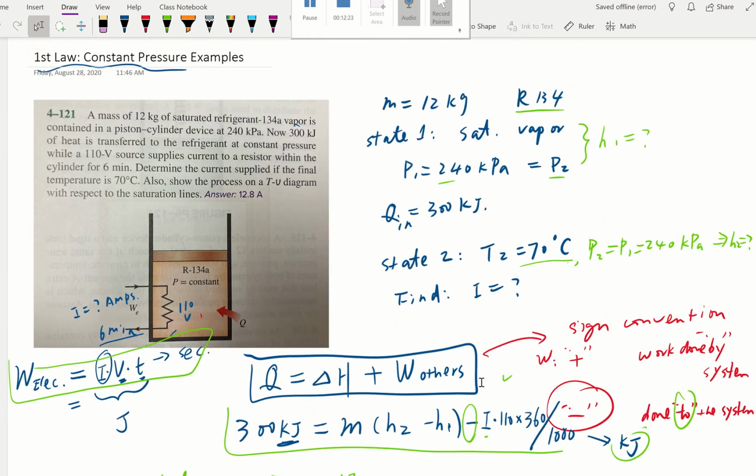And the second property for state 2 is going to be the constant pressure. So that's all for this problem.